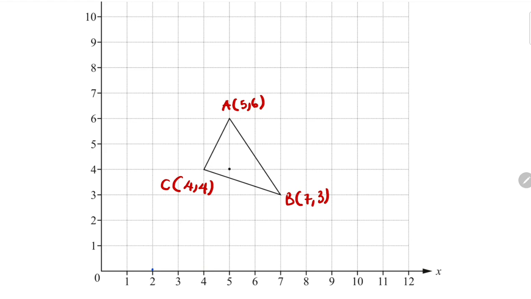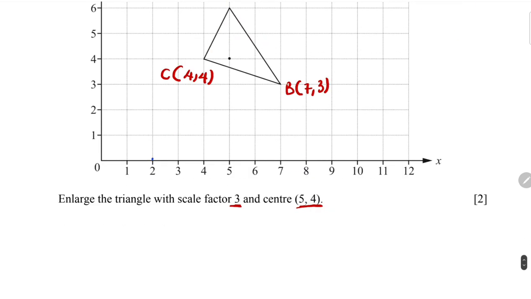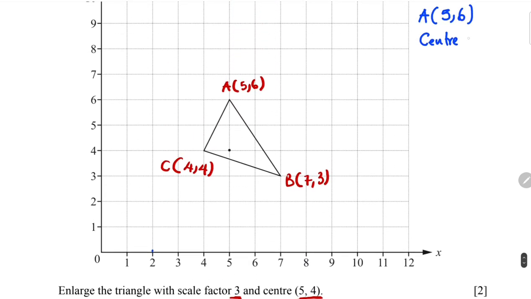Okay guys, let me show you the second method. The second method is very important in situations where you are given the coordinates only. Let me pick A. A is 5, 6. And let's not forget that our center is 5, 4.